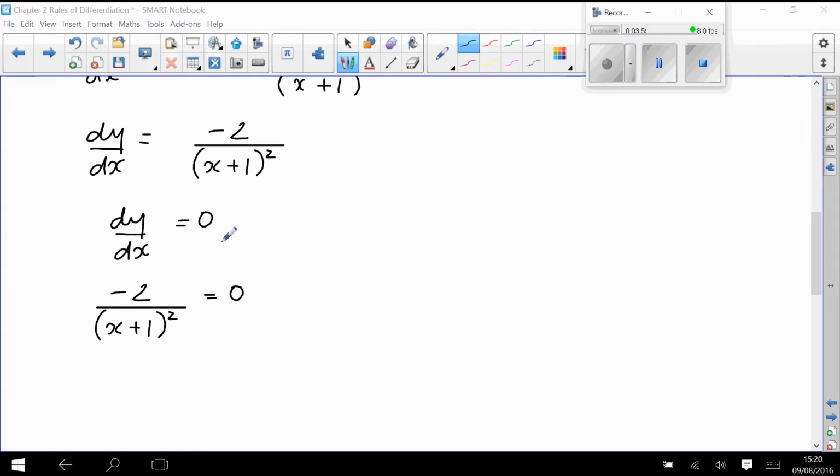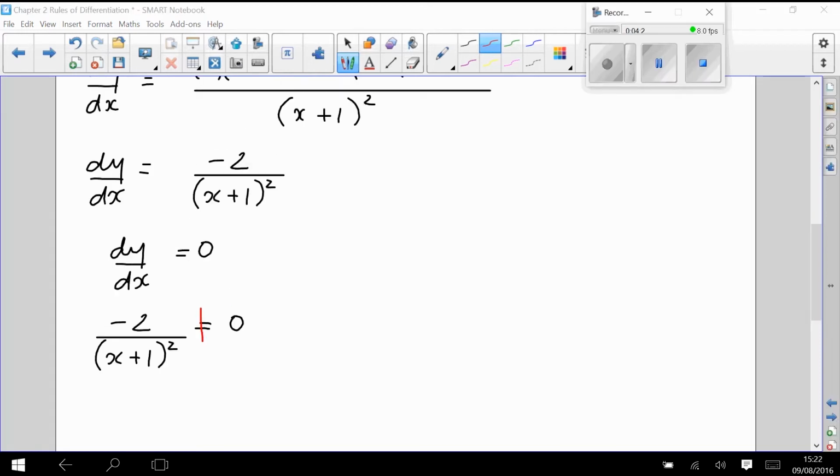If the derivative is equal to 0, it means that minus 2 all over x plus 1 squared is equal to 0. Well, this means that if I try to solve this equation, I would get that minus 2 is equal to 0. Clearly, this is impossible. So this means that there is no turning point on this curve. As I found that the graph has no turning point, I need to find the gradient of the curve. As it can't turn, it must all be decreasing or all be increasing.